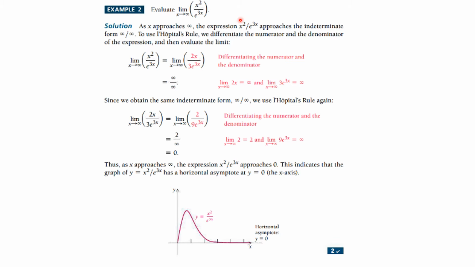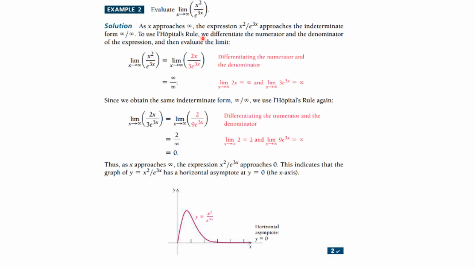Let's do another example. We're going to evaluate the limit as x tends to infinity, and that means that the a in L'Hopital's rule can be either plus or minus infinity as well. And here we have x squared over e to the 3x. Now this is a limit that we could not do previously, and you can't plug infinity in, because if you were to plug infinity in, you would get infinity over infinity.